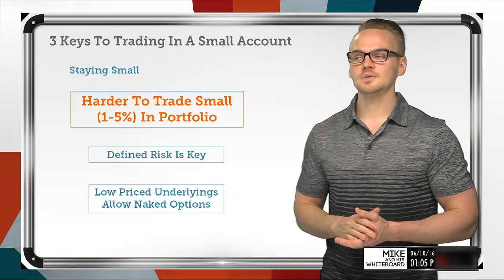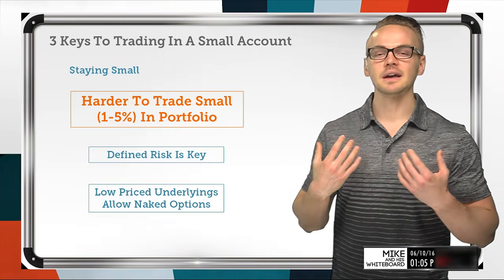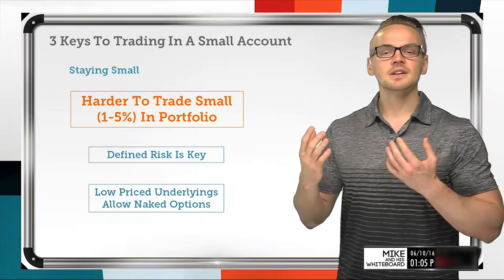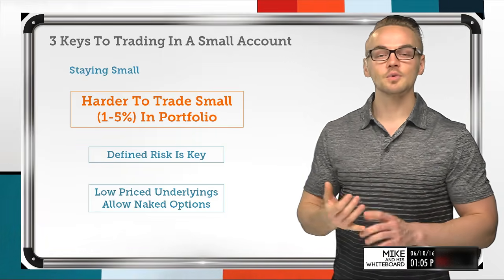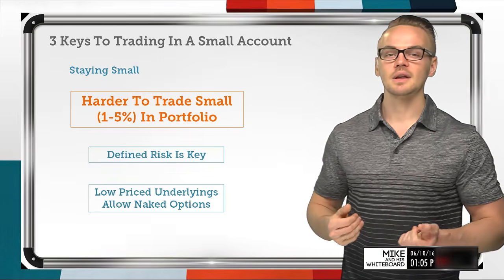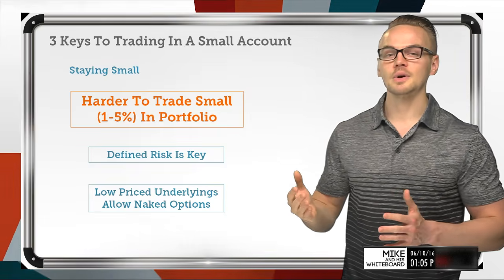So what we can do with naked options in a smaller account is look at underlyings that are much smaller in notional value. What I mean by that is just underlyings that are trading for a smaller value. So things like Groupon, or maybe RIG if we want to get involved in the oil markets, or CHK is another great one. These are all things that are trading for 5 points or 6 points.